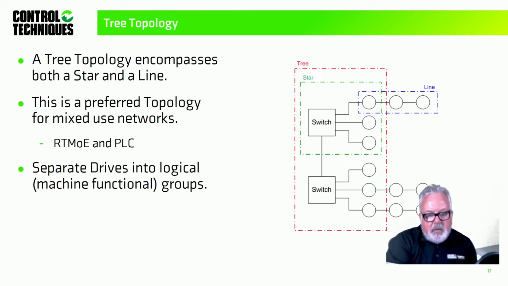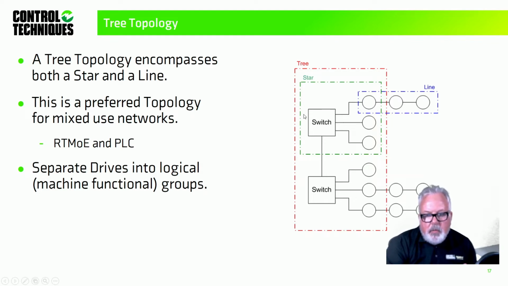This is the best solution, and this is called a tree. A tree encompasses both a star and a line, and it uses multiple switches. So in this example, I have segregated these drives into a line topology because they are related. In other words, this one might be the master for speed, and these two are the followers.